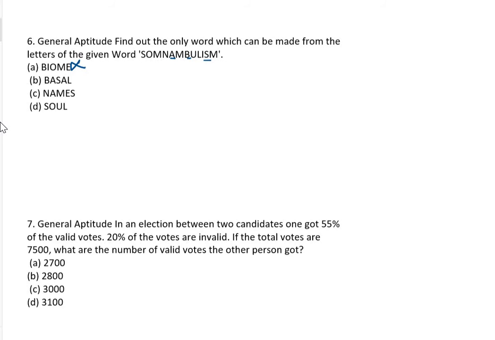Find out the only word which can be made from the letters of the given word. Okay, this we will check later. N, A, M, A, S. N, A, M, E is not here. And then S, O, U, L. S, O, U, L. So preferably we can give this one. Because for B, A, S, one more A we need. Compared to this one, this is the correct answer. So S, O, U, L. Soul can be made from the word.